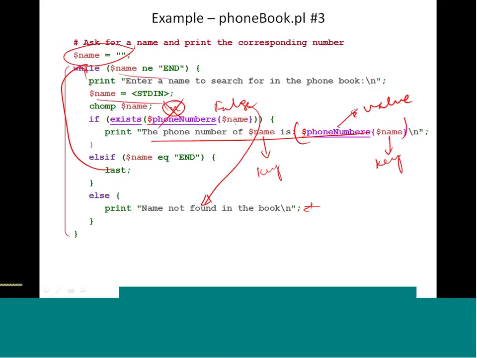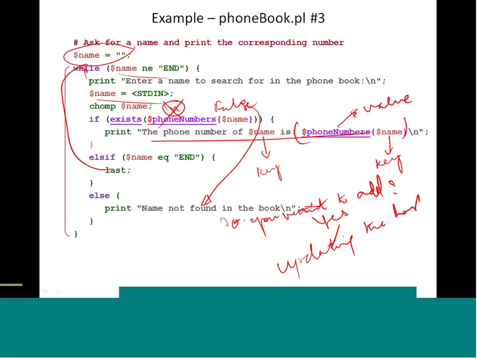Here you can do some more additional tricks. Maybe you can also say, hey, if it is not found, do you want to add it? And then if the user says yes, you go into updating the hash array. I think you can easily update the hash array by just using this: phone numbers, dollar name, equal to dollar number.